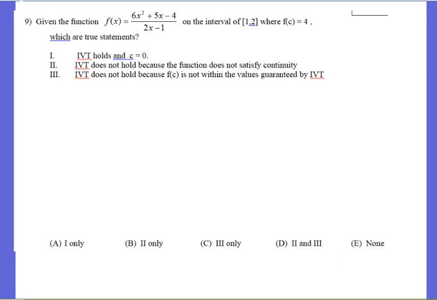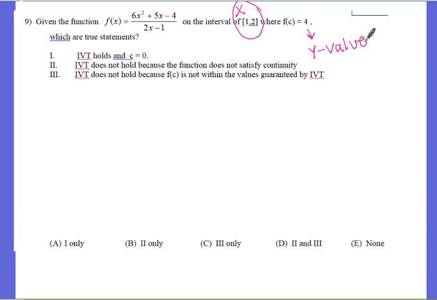Number 9, given the function on the interval of 1 to 2 where f of c equals 4. So first of all, these here are x values. This here is a y value. Some of you used the argument that 4 is not within 1 to 2, and therefore it doesn't hold. That makes no sense because we're talking about a y value there.